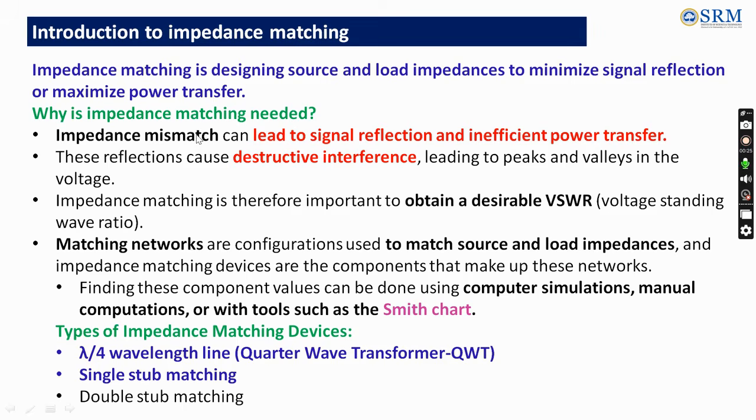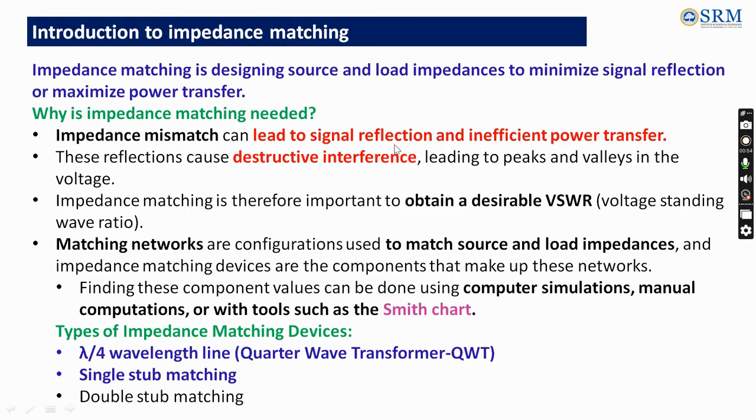Matching is nothing but designing the source and load impedance so that maximum power transfer can happen between source and load, or there can be minimum signal reflection from the load side. Why is impedance matching very much required? Because if there is a mismatch in the impedance between the source and load, it will lead to signal reflection, or it may reduce the efficiency of power transfer.